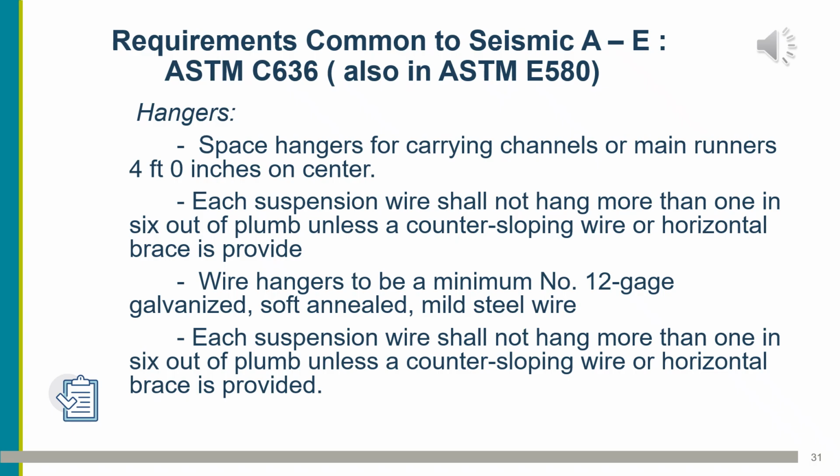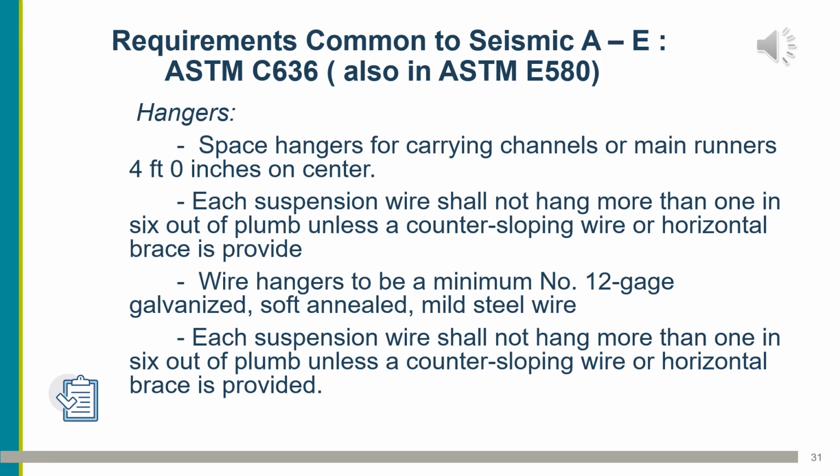So I suppose what we can call the basics of this entire system is, we start with the A and B and the hanger spacing. Space hangers for carrying channels or main runners should be 4 foot on center. So kind of look at 4 foot blocking. Each suspension wire shall not hang more than 1 in 6 out of plumb unless a countersloping wire or horizontal brace is provided. Wire hangers have to be a minimum of number 12 gauge galvanized soft annealed mild steel wire. Again, this is in the standard.